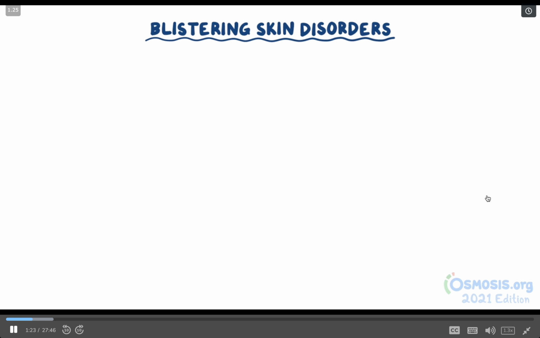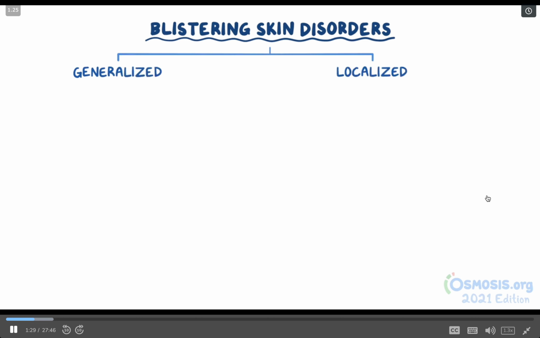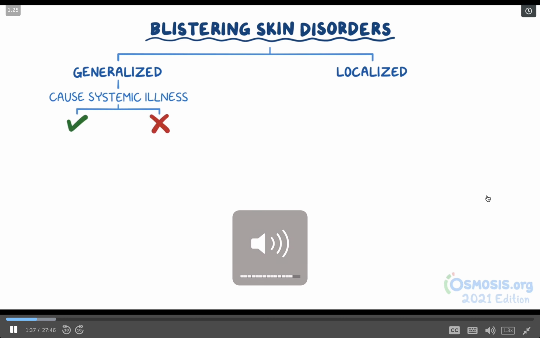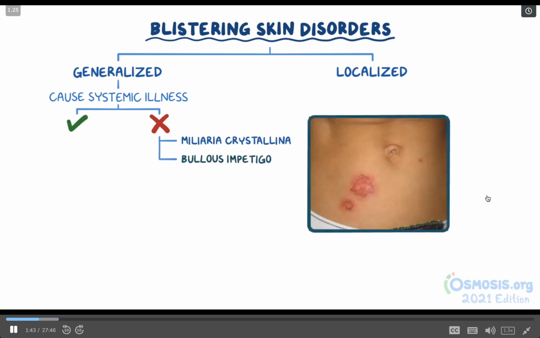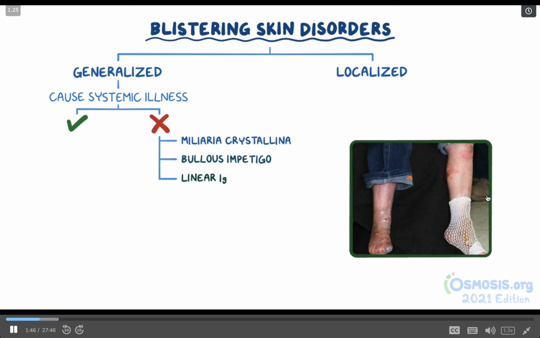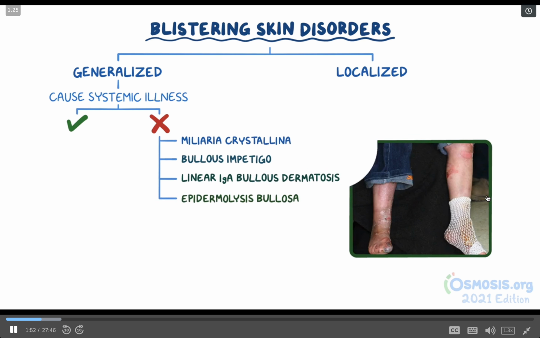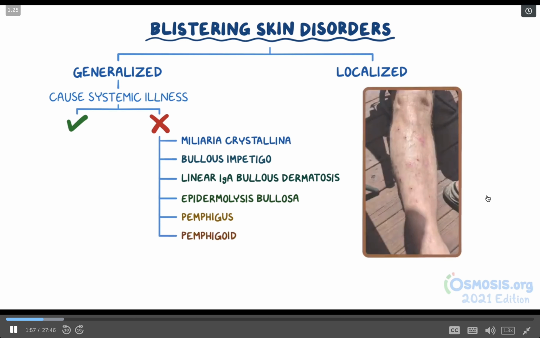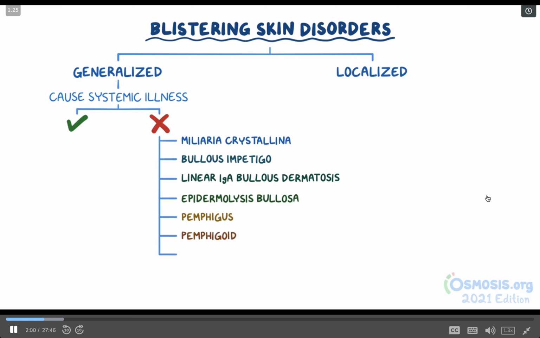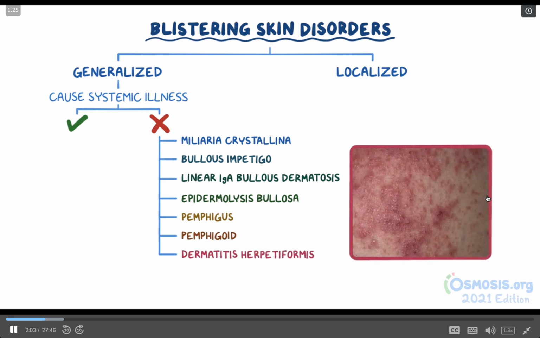Broadly speaking, blistering skin disorders may be divided into generalized or localized disorders. Among generalized blisters, some cause systemic illness, whereas others don't. Generalized blistering disorders that are not usually associated with systemic illness include miliaria crystallina, bullous impetigo, linear IgA bullous dermatosis, epidermolysis bullosa, pemphigus, pemphigoid, and dermatitis herpetiformis.